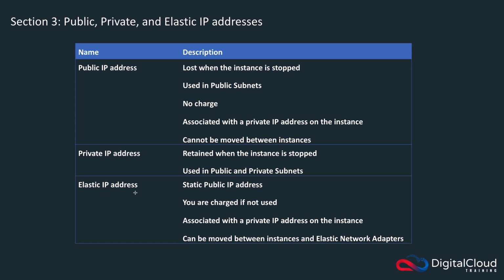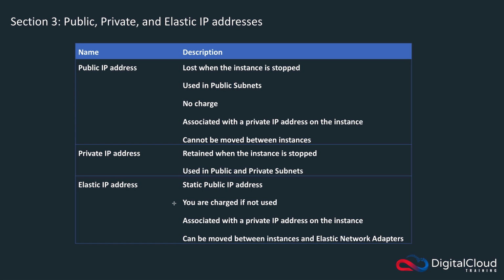With an elastic IP address, it's static. So you can stop your instance and start it again. You can reboot it. You can do whatever you want. And you'll always have the same public IP address. The other key difference is you can move an elastic IP address between instances and elastic network adapters. Elastic network adapters are just additional interfaces that you can attach to your instance, and we'll see those in the console shortly. With a public IP address, there is no charge, and these are used in public subnets.